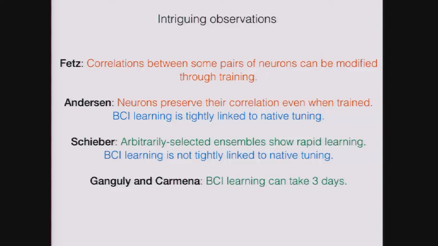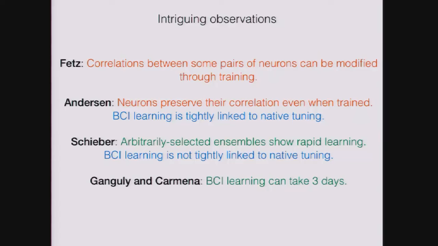Okay. Mark's learning was rather rapid, converging over 20 or 30 minutes. Karanesh and Jose were able to design some decoders that took the animal upwards of 3 days to learn how to control. How do we reconcile all of these disparate findings?